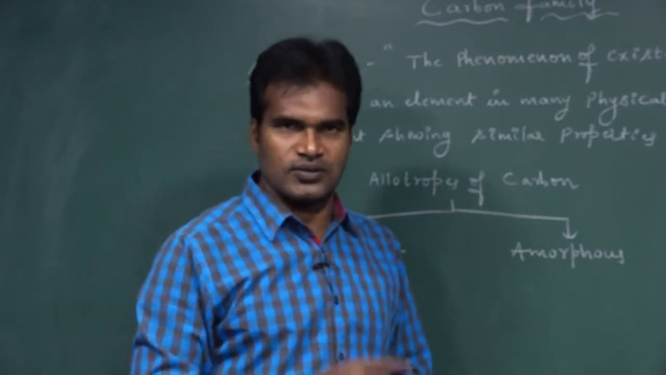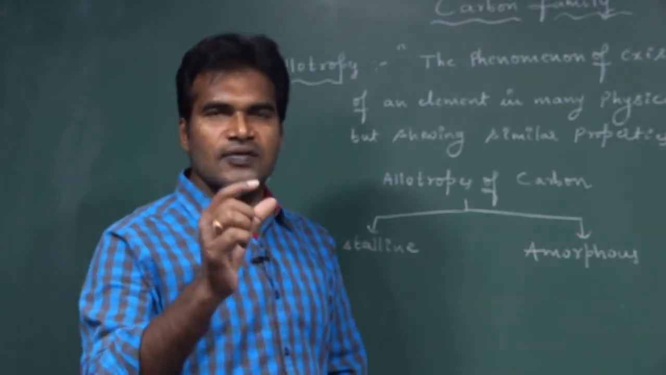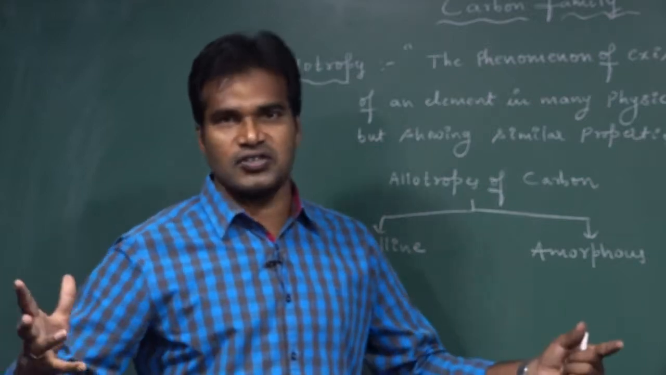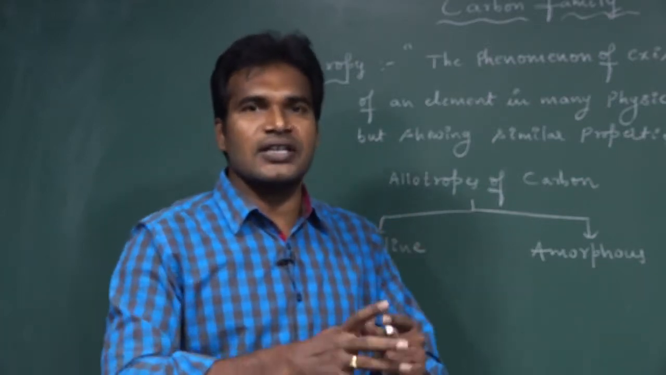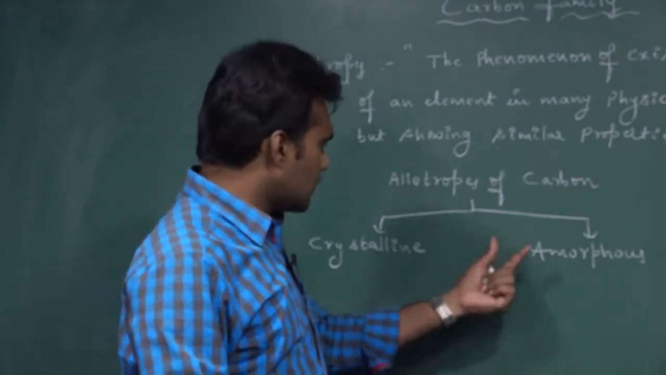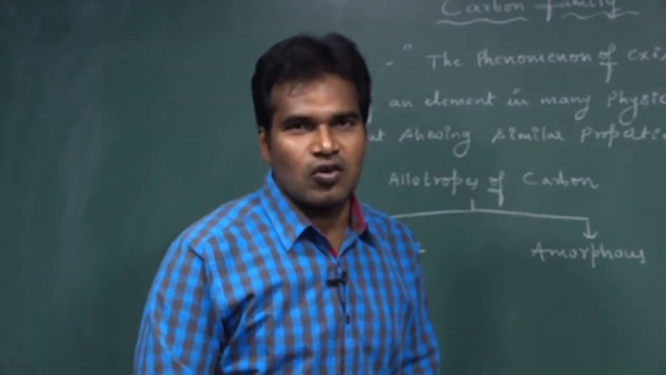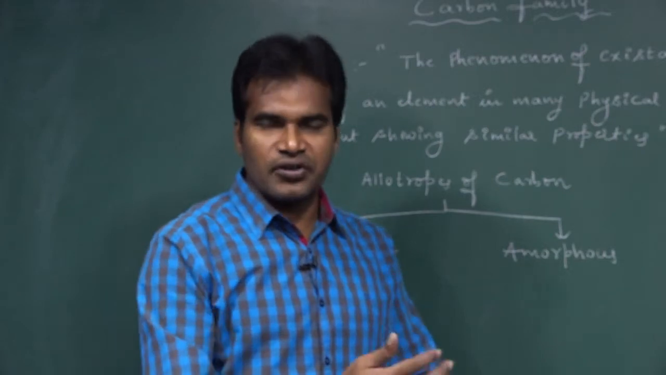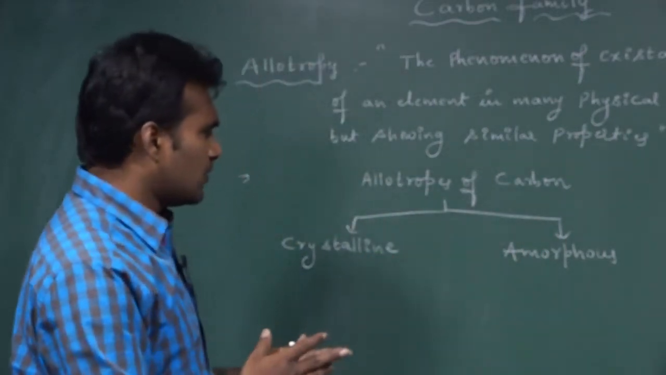amorphous allotropic forms. And one more difference is that in crystalline allotropic forms there is a long-range order of atoms. There is a systematic arrangement of atoms, and that arrangement extends over longer distances. But in amorphous allotropic forms, there is only a short-range order of atoms. The atoms are arranged only over very short distances. These are the main differences.